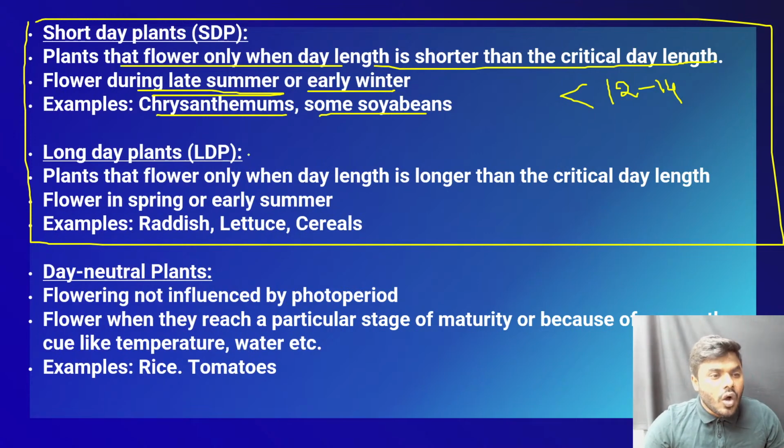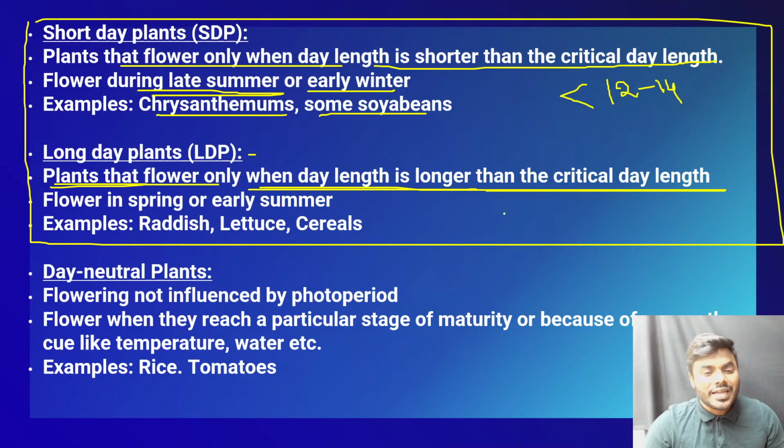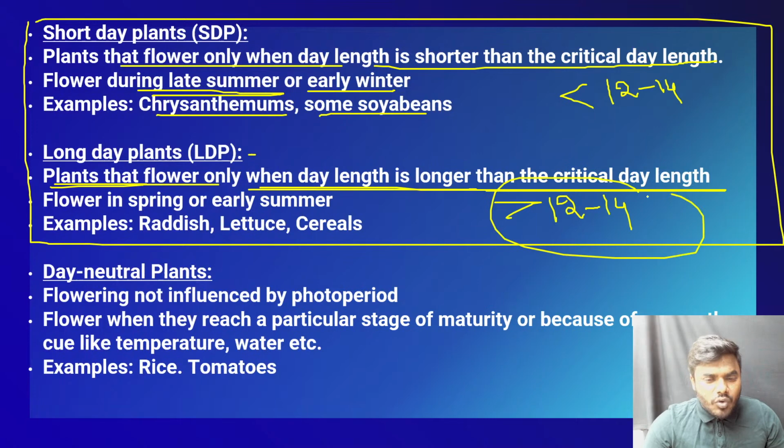Next one, long day plants. Everyone listen. Plants that flower only when the day length is longer than the critical day length, which means that when the plant is using more than 12 to 14 hours to initiate the process of flowering, then only we can call them, friends, long day plants. Kindly don't forget the examples: radish, lettuce and sorrel.